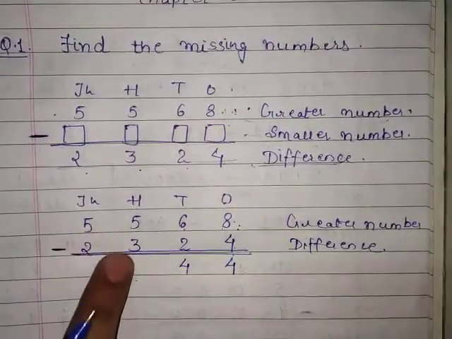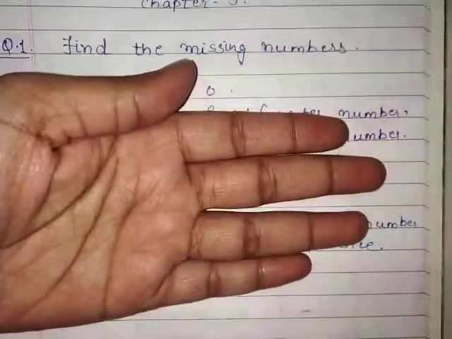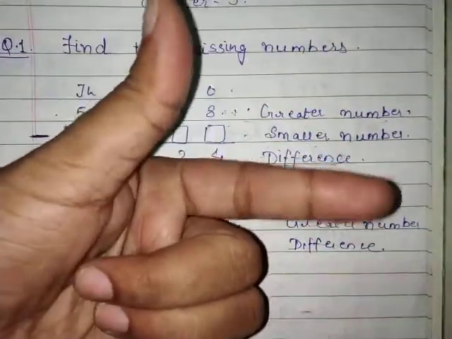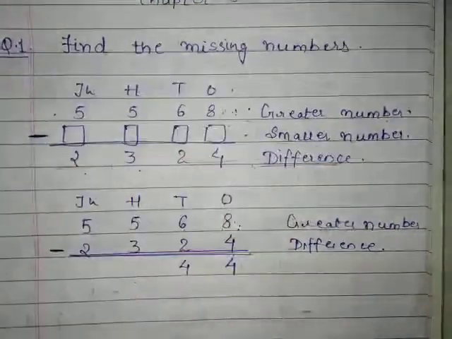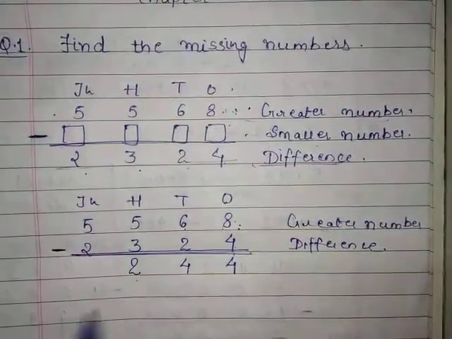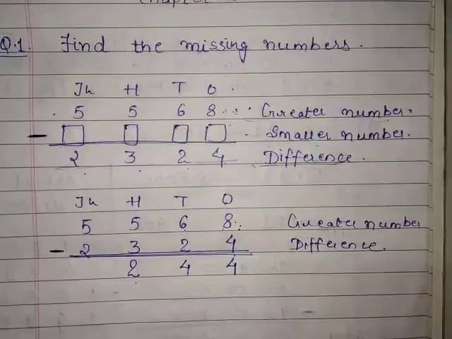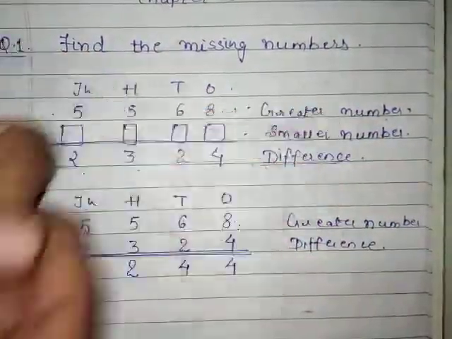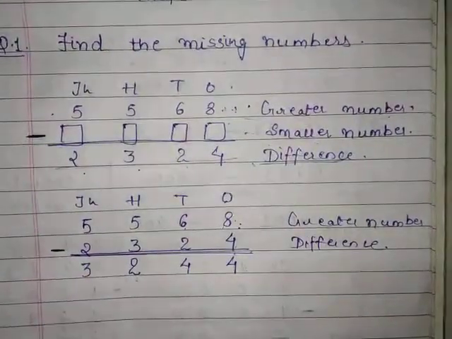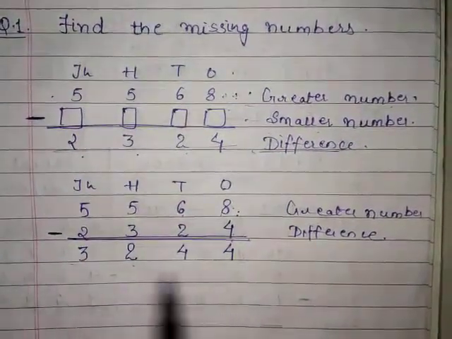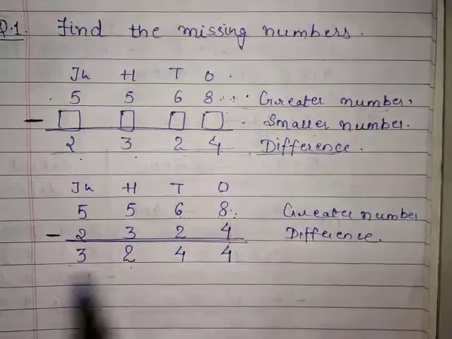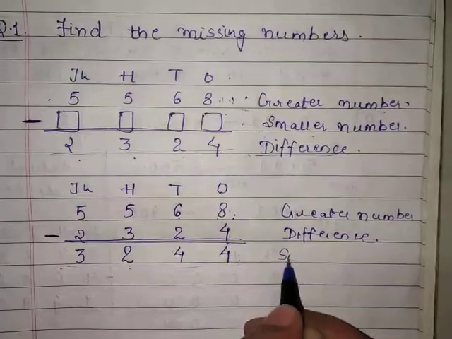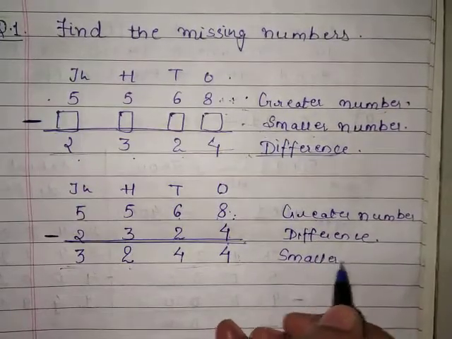Now 5 minus 3. These are 5 fingers, and we have to subtract 3 fingers. Now how many fingers are left? You can see only 2 fingers are left. So here we write 2. Then 5 minus 2. This is 5, and if we subtract these 2, how many fingers will be left? 3. So here we write 3. So this number is the smaller number. Here we get the smaller number as the answer.